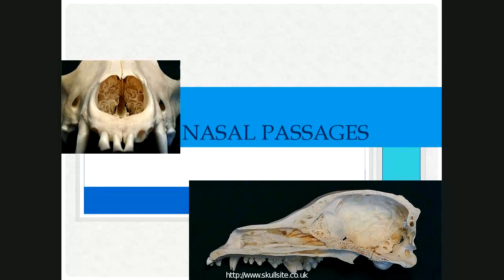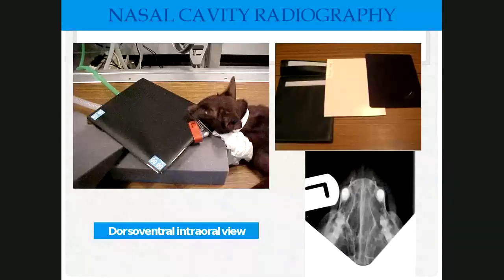The single most useful view for nasal disease is the dorsoventral intraoral view. This is because there's no superimposition of the mandible. One can compare the left and right sides and therefore identify asymmetry or subtle lesions. So the patient is placed in sternal recumbency under GA.